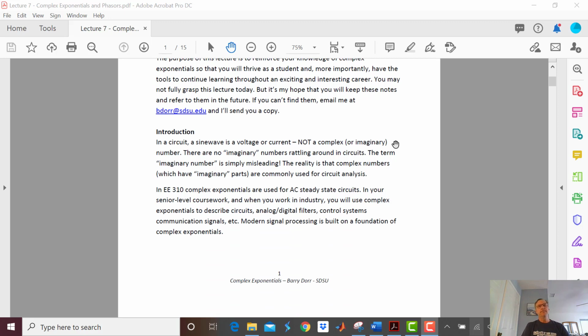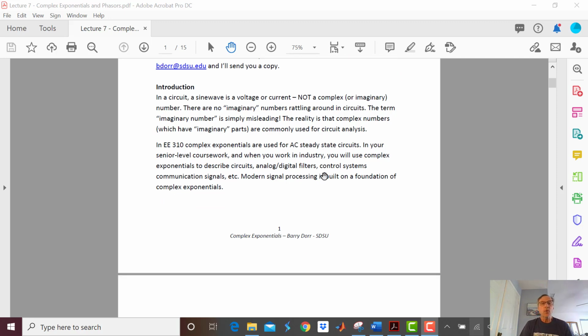So in a circuit, a sine wave is a voltage or a current. It's not a complex or imaginary number. There are no imaginary numbers rattling around in circuits. The term imaginary number, to me, is just misleading. The reality, though, is that complex numbers, which have imaginary parts, are commonly used for AC circuit analysis. So in EE310, complex exponentials are used for AC steady-state circuits.